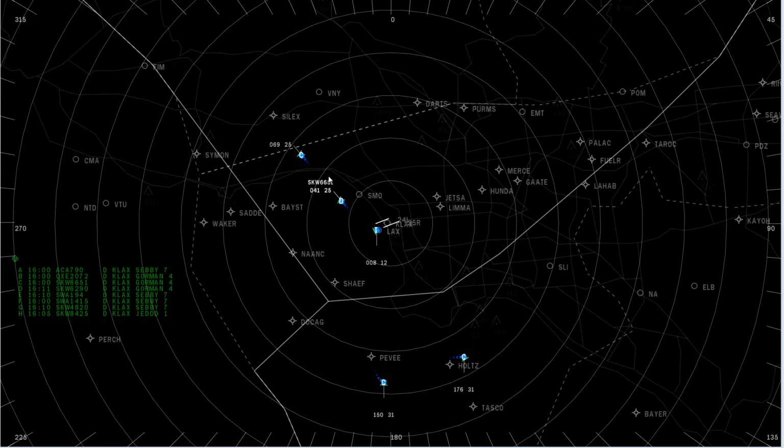Departure, Horizon Air 2072 with information Alpha at 900s climbing to 5000s. Horizon Air 2072, radar contact. Horizon Air 2072, climb and maintain 6000. Climb and maintain 6000, Horizon Air 2072.